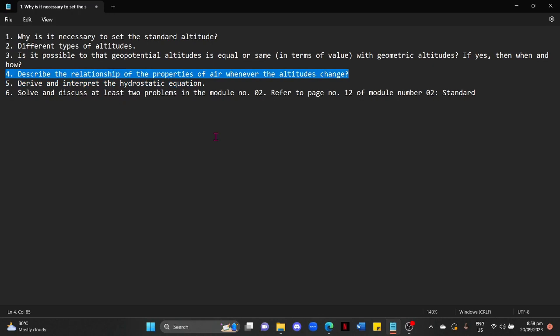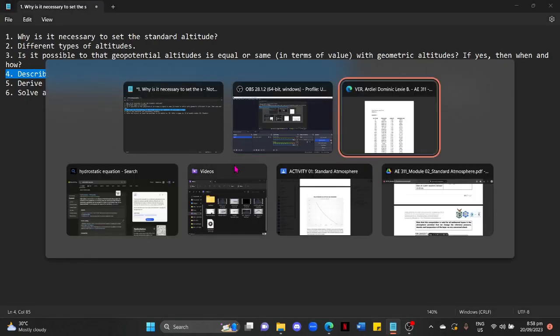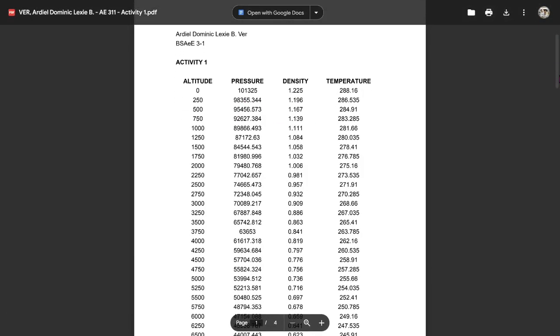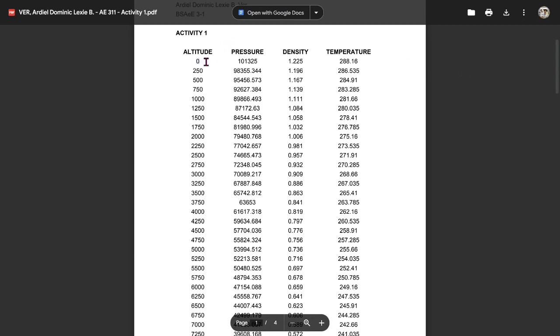So, describe the relationship of the properties of air whenever the altitude changes. For this one, I created a table or representation of how the properties of air, which are the density, the temperature, and the pressure, change whenever the altitude changes. So for this one, we can see that at the altitude nasa ground tayo, ang pressure niyan is 101,325, density 1.225, temperature is 288.16.